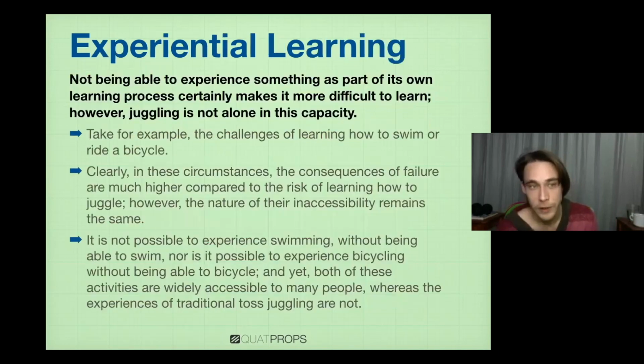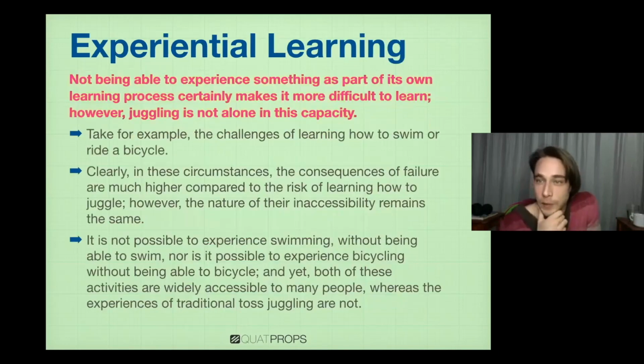So experiential learning. Not being able to experience something as part of its own learning process certainly makes it more difficult to learn. However, juggling is not alone in this capacity. So when you first recognize this about juggling, like, oh yeah, I'm not getting feedback information, right? There's this learning gap. It seems like, well, that's why. Okay, so that's why juggling's inaccessible and there's nothing we can do about it. But wait, there are many other activities that have that same learning barrier that are massively accessible and massively inclusive.